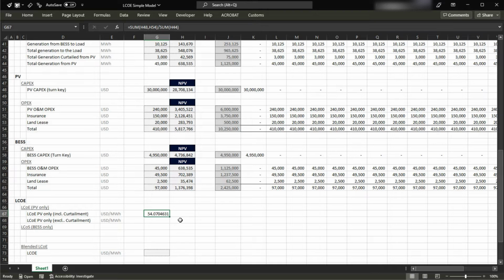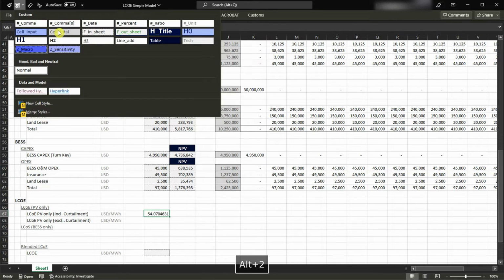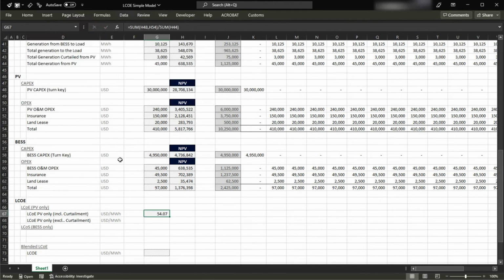So that's the number 5407. Let me format this number here, with a comma and in the sheet. This is the same LCoE that we calculated, and if you remember, for our first model it is the same LCoE. There's no difference here because we have only the cost from the PV and all the generation from the PV. I'm also going to anchor everything. It's not really necessary now because we have to change our formulas, but I will do it anyway. Next, what we need to do now is exclude the curtailment.